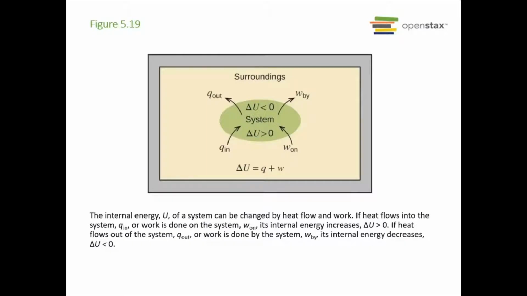Okay, so here's a little picture, where the green is our system, and the system has its own change in internal energy, delta U. It can either be less than 0 or greater than 0, depending on what's happening. If you have heat leaving and work being done by the system, that's what it means by W by, we're going to have a negative delta U. Or if you have heat entering the system or work being done on the system, then we have a positive delta U.